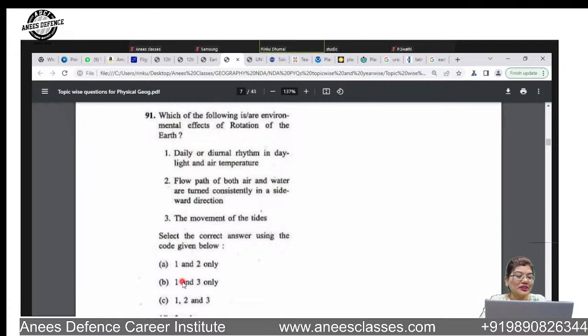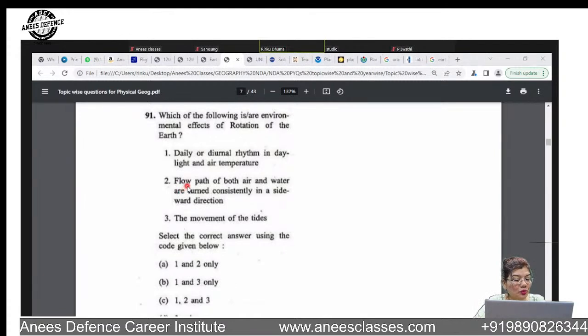Which of the following is or are environmental effects of the rotation of the earth? Daily or diurnal rhythm of daylight and air temperature. Daily or diurnal rhythm as in, properly having 12 hours of daytime and nighttime, higher temperatures during the day, lower temperatures during the night, that sort of thing. So this of course occurs because of the rotation of the earth. First is definitely an option.